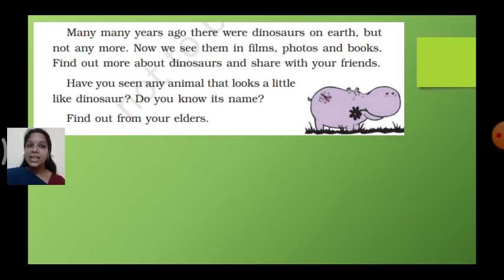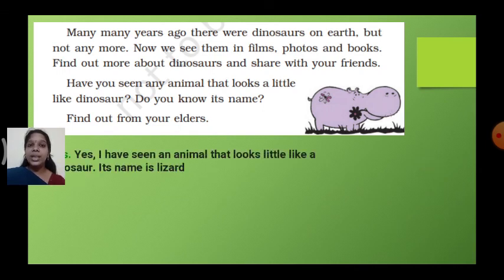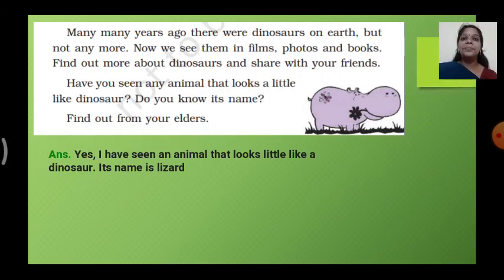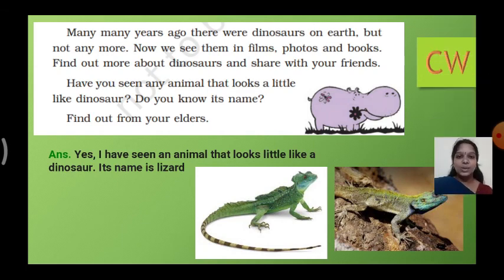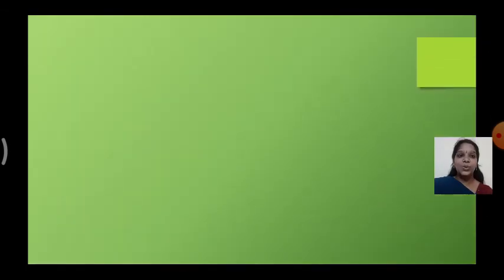Okay. Have you seen any animal that looks a little like a dinosaur? Do you know its name? Find out from your elders. Yes, I have seen an animal that looks like a dinosaur. Its name is a lizard. If we observe a lizard, it looks slightly like dinosaurs. It looks like some variety of dinosaur. Yes, right. Copy this question in your classwork note. Answer also.